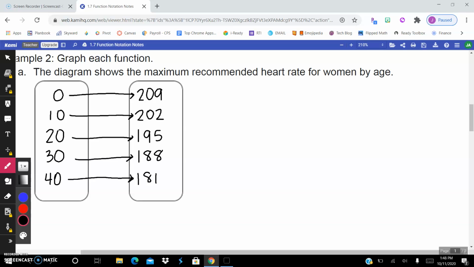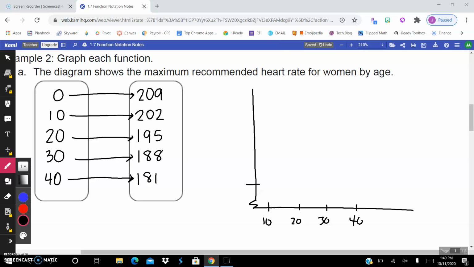So looking at the x values, it goes from 0 to 40. So that would be pretty simple to just go by 10. So 10, 20, 30, and 40. But then going up, it looks like my lowest number is 181 and my largest is 209. So I definitely don't want to start my graph at 0. I want to start it more at maybe 180 and go up to 210. So I'm going to draw a little squiggly mark at the bottom showing that I'm skipping some numbers. And then I'm going to go by 10. So 180, 190, 200, 210.